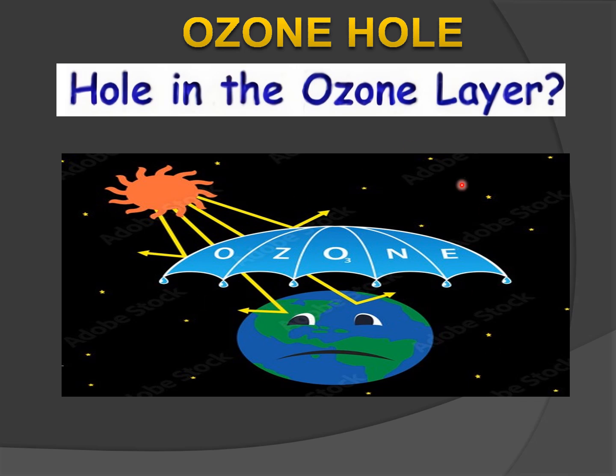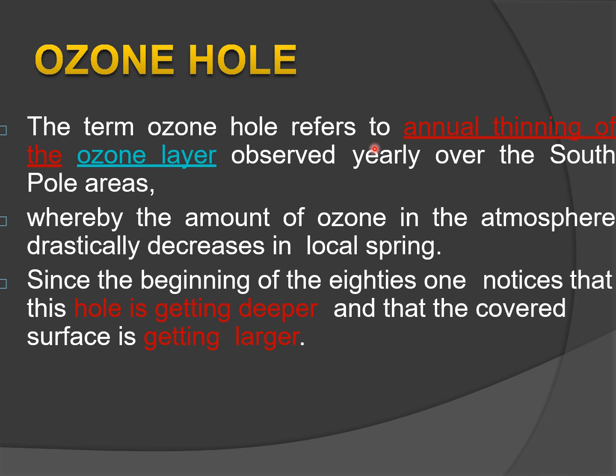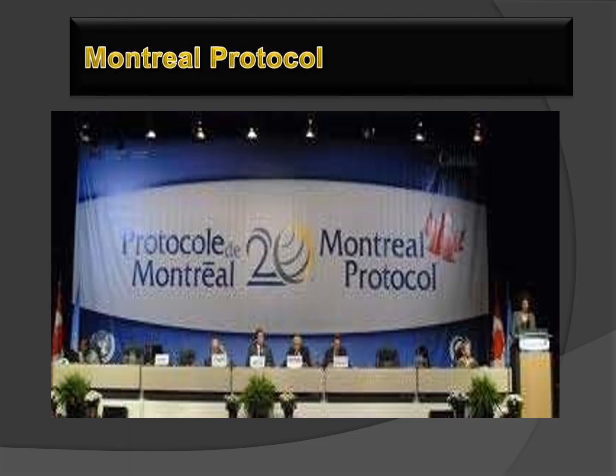Ozone hole, a hole in the ozone layer. So what is the ozone hole? The term ozone hole refers to the annual thinning of the ozone layer. It is observed yearly over the South Pole areas, whereby the amount of ozone in the atmosphere drastically decreases in local spring. Since the beginning of the 80s, one notices that this hole is getting deeper and that the covered surface is getting larger. So based on this, several protocols have been taken up.